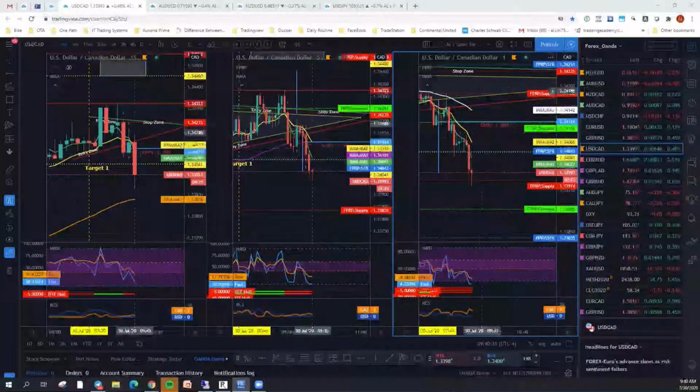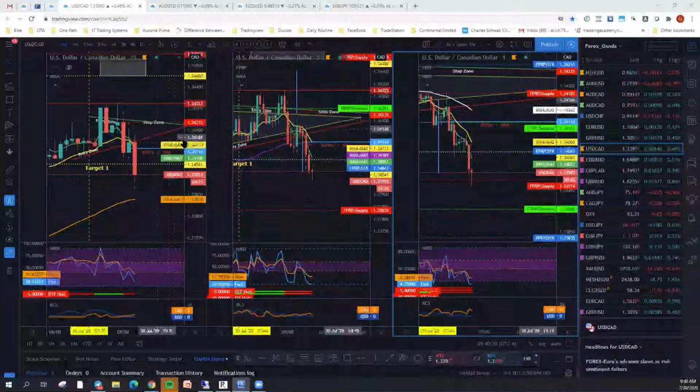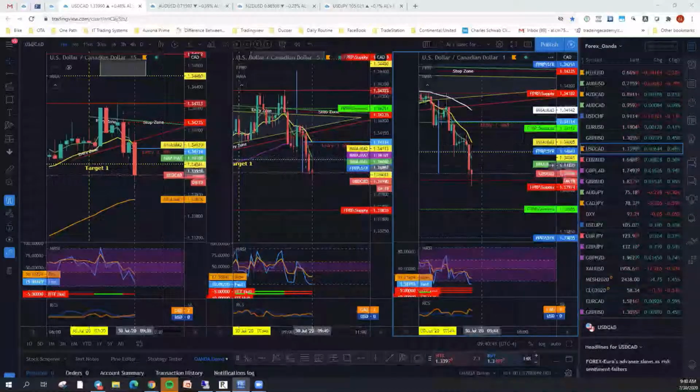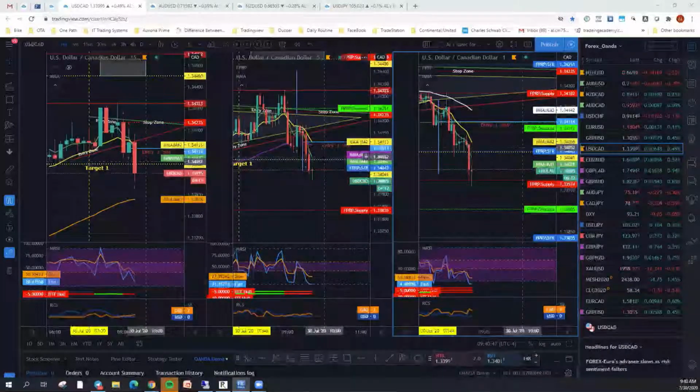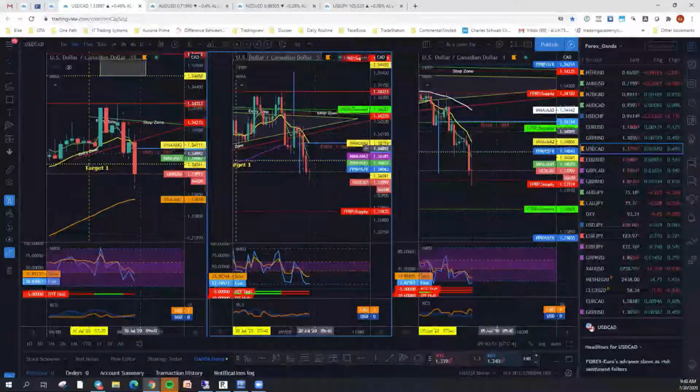And that's the end of that US CAD trade. If you can still be in it, you can always keep tracking it down on the pullbacks, as long as it stays below this yellow moving average on the 5 minute particularly. It still can be a short, but you'll probably have to give up some pips to get back up there when it retests that.